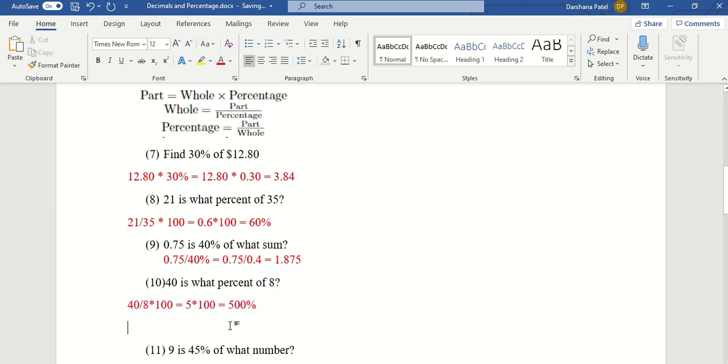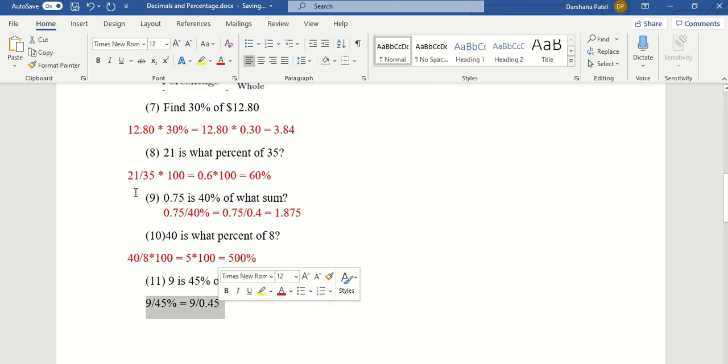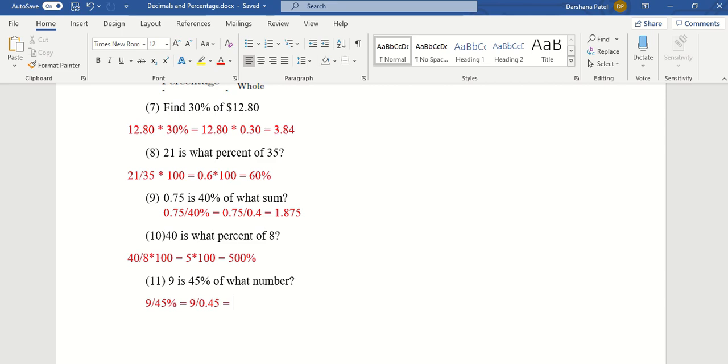Next one then, 9 is 45% of what number? So again we need to find a whole now. So we do 9 divided by 45%, which is equivalent to say 9 divided by 0.45. Use your calculator to divide them, or we know 9 and 45 can reduce to 1 over 5, and then adjusting the decimal we should get 20.